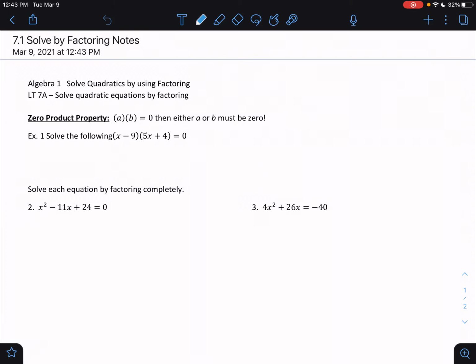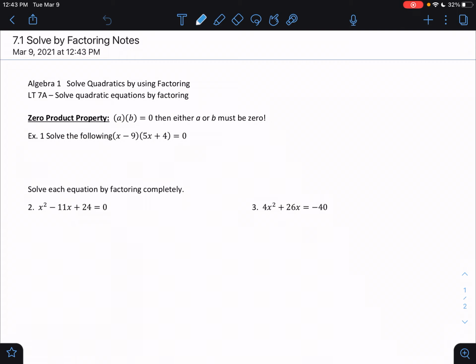Okay, so today we're going to go into 7.1. This is again dealing with factoring. We're going to be doing exactly what we did last time, but this time we're solving for what is x. To do that, we just set our equation equal to 0, and we have to factor to be able to solve.